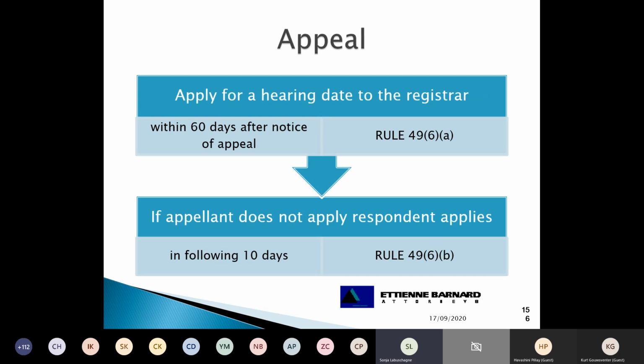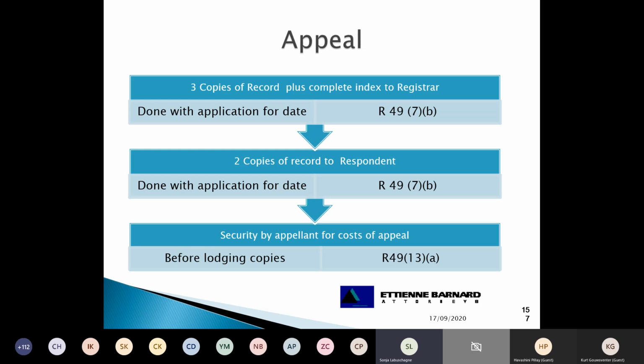Once you've arranged your date, it's 60 days after your notice of appeal, you get your date. And again, if the appellant doesn't do it, the respondent can apply for the date. Unfortunately, now we also have to kill some trees. Three copies of the record goes to the registrar plus your index. And then also two copies goes to the respondent. So it's five copies. Three copies to the judges, two copies to go to the other side.